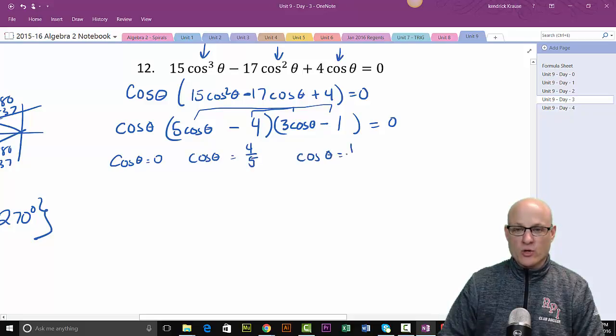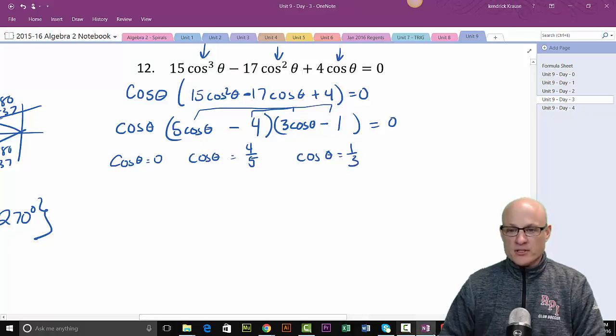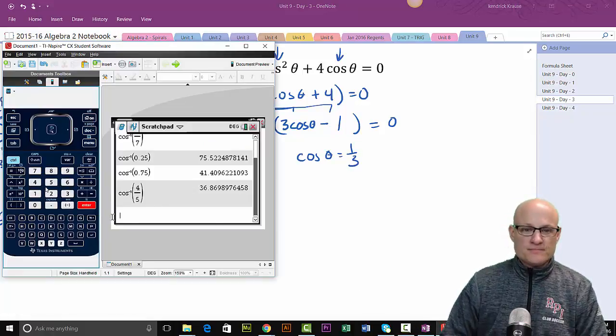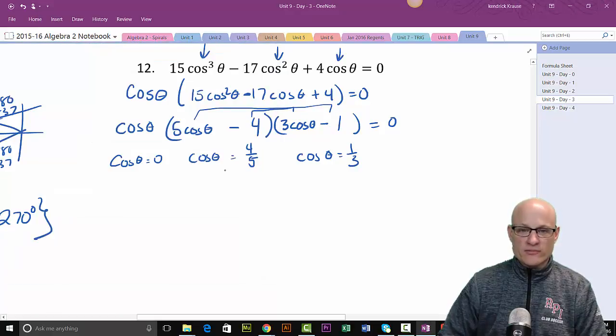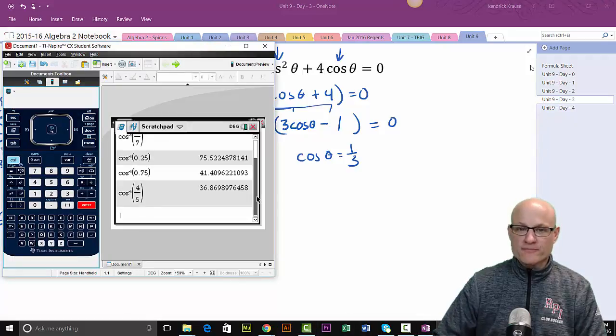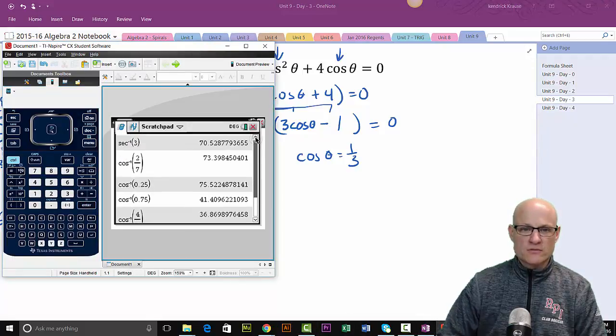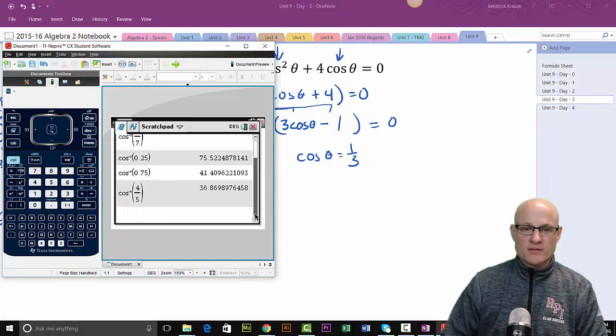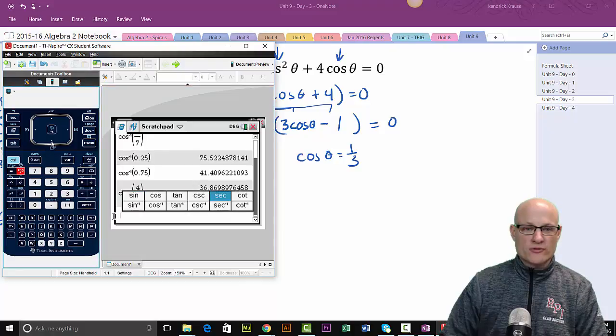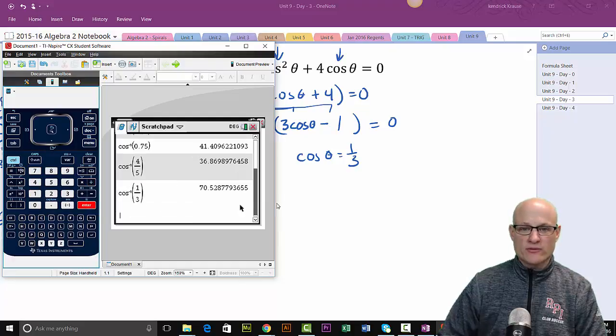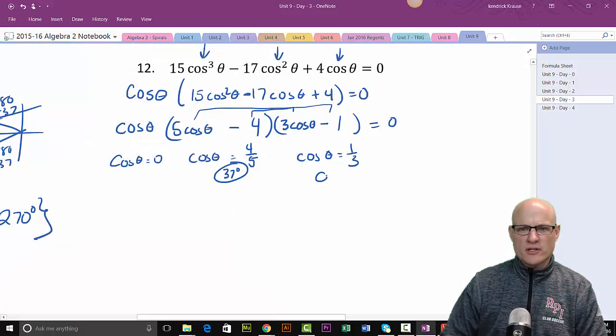So, I already did 4/5. It's 37 degrees. I think I already did 1/3 too somewhere. It's going to end up being 76, but you'll see. So, inverse cosine of 1 divided by 3 equals 70.5, 71 degrees. Theta equals 71 degrees. So, here we go. That was ugly.